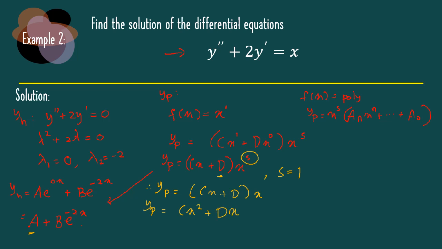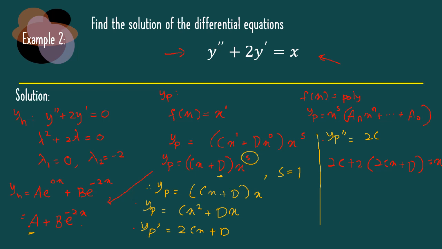Okay, now we can differentiate our yp twice. Differentiating the first time, you will have 2cx plus d. Differentiating the second time, you will have 2c. Then we substitute yp prime and yp double prime into our original problem. So we will have y double prime is equal to 2c, plus 2 times y prime, which is 2cx plus d, equal to x.